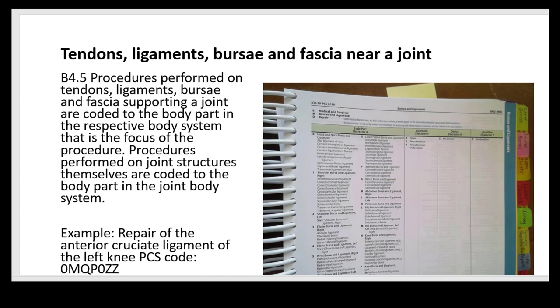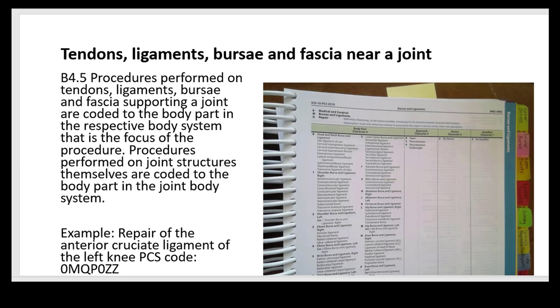If a procedure is being done on the joint itself, that is coded to the joint body system. So the example that's given is repair of the anterior cruciate ligament of the left knee. And I have here a screenshot of the code book and the PCS code there. But you may notice when you first look at the body part here, there is no body part value for the anterior cruciate ligament. If you read under, you see anterior cruciate ligament is listed.